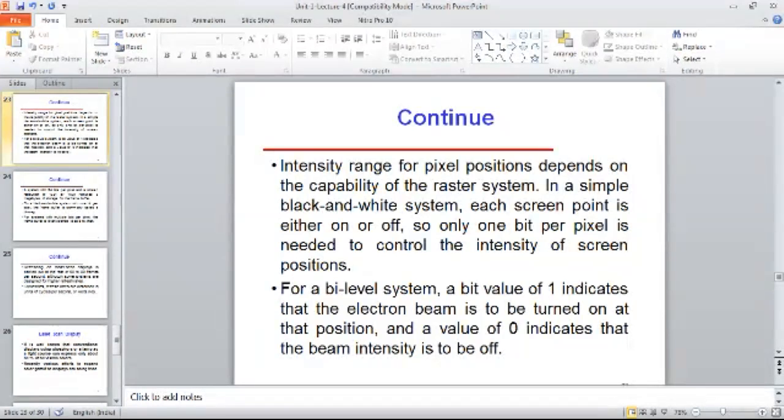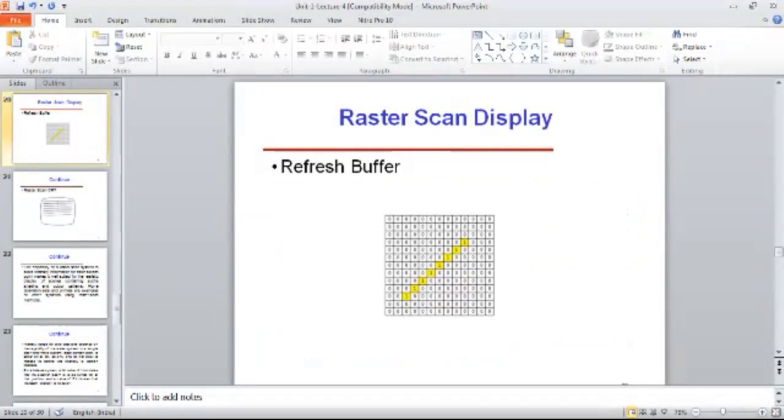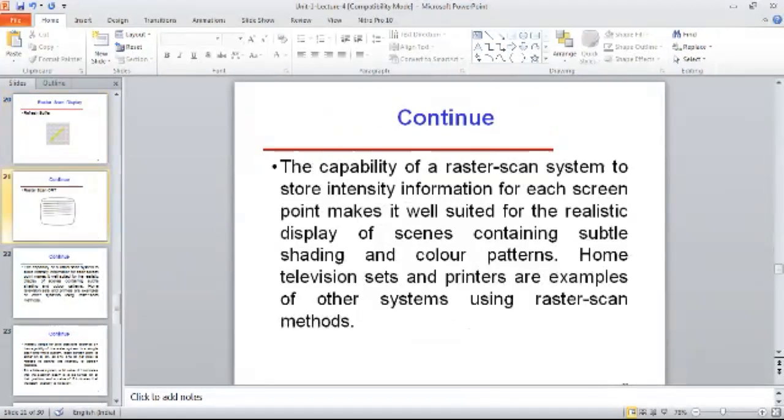In a simple black and white system, each screen point is either on or off. So in case of black and white, we mostly use various points and we make a system like on or off. So only one bit per pixel is needed to control the intensity. As you have already seen in this case, there is a frame buffer that is also called the refresh buffer, and in this case we store our information in the form of 0 and 1. So this is the raster scan display.